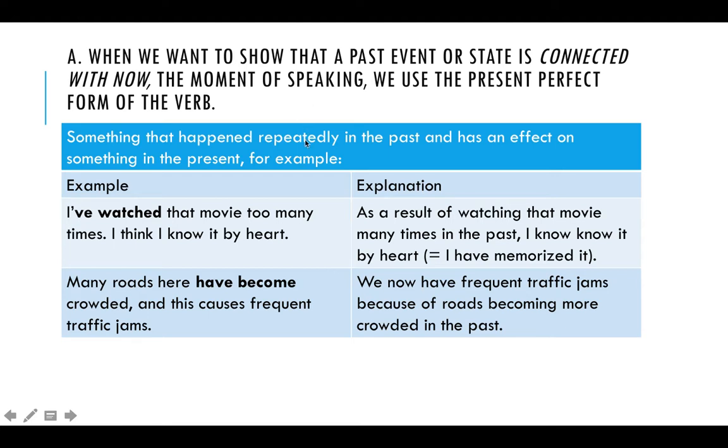Sometimes we want to show that something happened repeatedly in the past and has an effect on something in the present. For example, I've watched that movie too many times, I think I know it by heart. This means as a result of watching that movie many times in the past, I know it by heart. By heart means that I have memorized it. Or many roads have become crowded and this causes frequent traffic jams. So we now have frequent traffic jams because of roads becoming more and more crowded in the past.